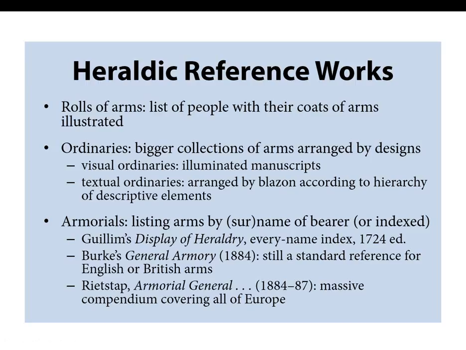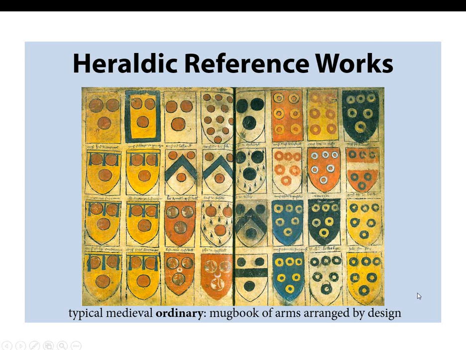Ordinaries were more systematic manuscripts, usually, which linked arms. Actually, let's go to the next slide, which shows us an ordinary. It's a medieval manuscript which groups a lot of coats of arms by similar visual type. So you can use it as a visual reference aid to identify who's who when you see them in the wild. And these became larger and more systematic.